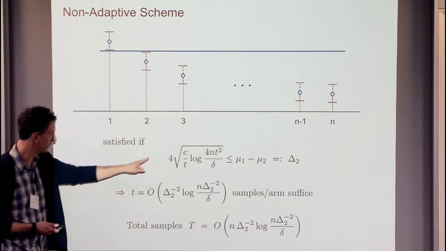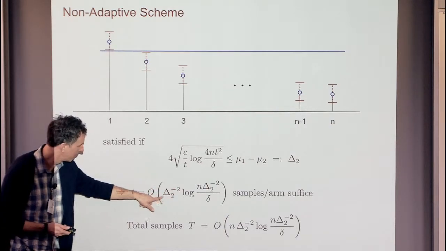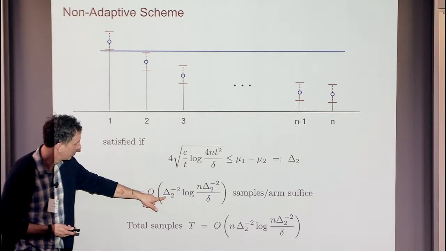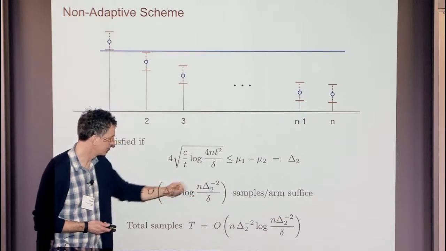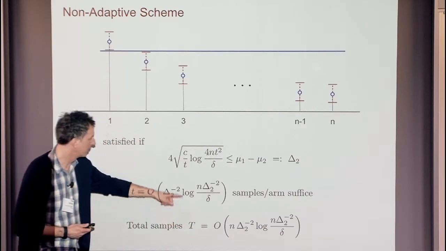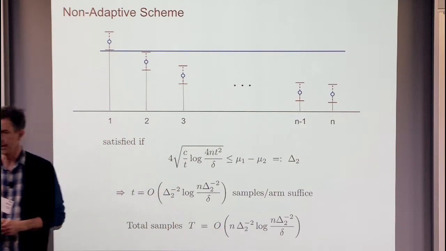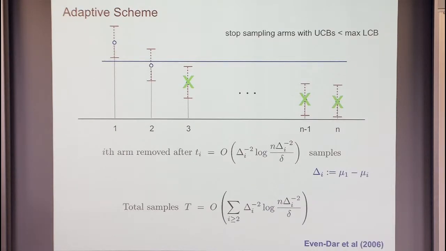And if you just then invert that, you can see that the time it's going to take is no more than a constant times the inverse gap squared, delta 2 to the minus 2, times the log of n over delta. And so that's how many samples per arm are sufficient in this non-adaptive setting to determine the best one with confidence delta. And then if you ask how many total samples that would be, I have to do that for all n, so I just have a factor of n there. Okay. So that's non-adaptive. That's not what people would normally think to do. That's not really how you think about multi-armed bandits. So what would you do with an adaptive scheme?